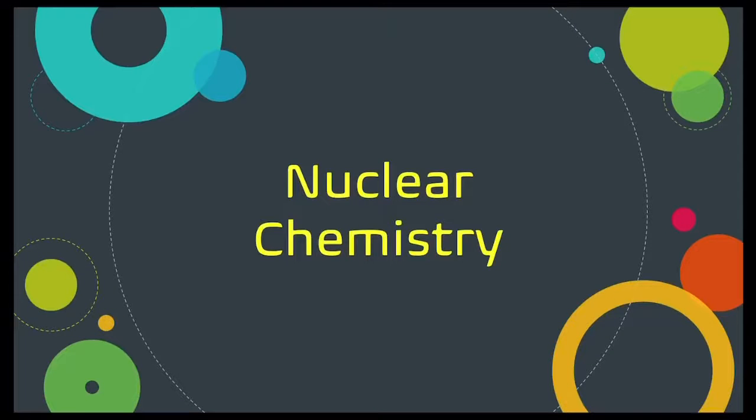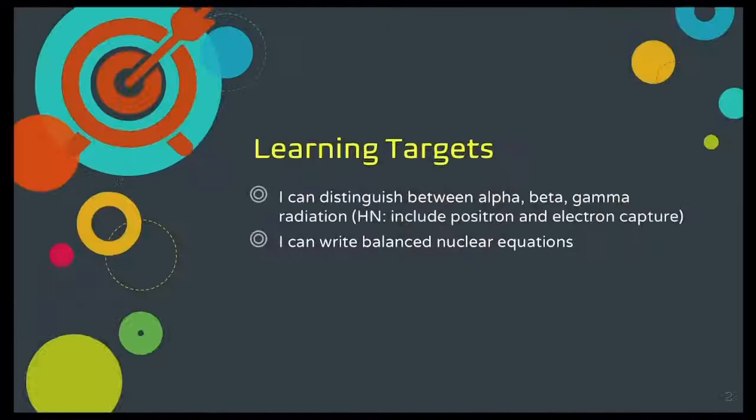Today's topic is nuclear chemistry. Our learning targets include being able to distinguish between alpha, beta, and gamma radiation. And if you're in an honors class, you'll also be responsible for understanding what a positron is and electron capture. We are also going to be looking at writing balanced nuclear equations.